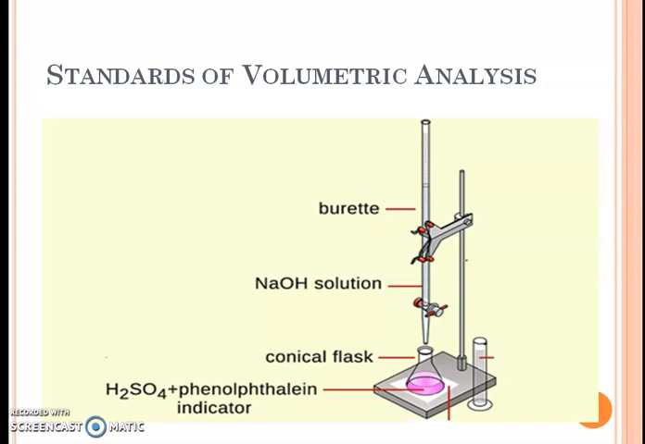So in the diagram you can see the burette which contains your titrant, that is NaOH, and the conical flask which contains the sample. For example, suppose that we are determining the concentration of H2SO4. In the conical flask we will add indicator which will give the color change at the end of the reaction. So as you can see here, titrant is NaOH, our sample, known as titrate, is H2SO4, and indicator is phenolphthalein.